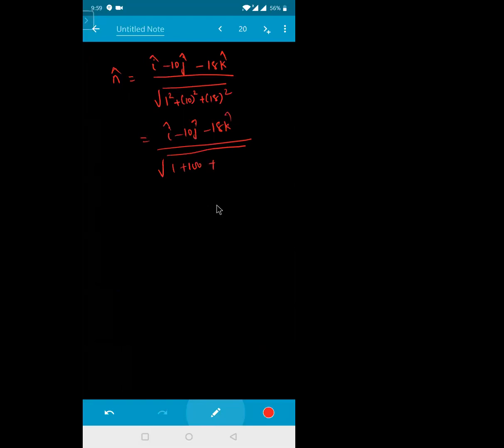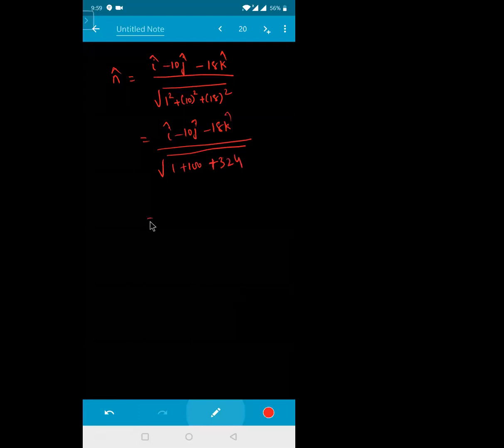Quickly, look. What is the value of 18 square? Anyone? What happened? 324, sir. How much? 324. 18 square is 324.